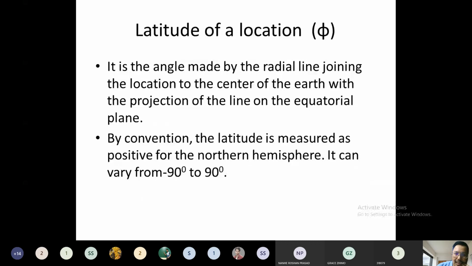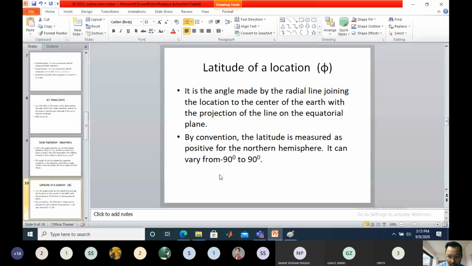Initially, and this is nothing new, the latitude of a location. It is the angle made by the radial line joining the location to the center of the Earth with the projection of the line on the equatorial plane. By convention, the latitude is measured as positive for the northern hemisphere. It can vary from minus 90 degrees to plus 90 degrees. You guys already know what latitude is all about.